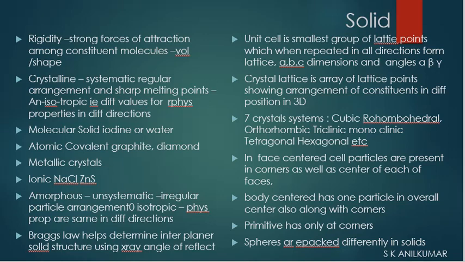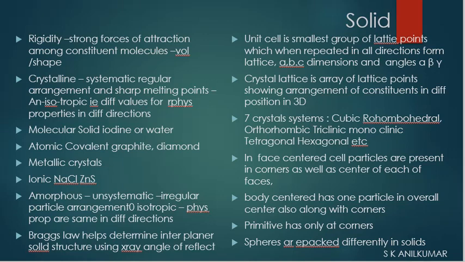Now, a crystal lattice is an array of lattice points showing the arrangement of constituents in different positions in 3D. There are 7 crystal systems: cubic, rhombohedral, orthorhombic, triclinic, monoclinic, tetragonal and hexagonal. These are the various crystal formations in which the lattice points are arranged in a solid. Lattice points are the 3-dimensional arrangements of the constituent molecules which give shape and structure to a solid. The dimensions are called a, b, c while the angles are named alpha, beta, gamma.